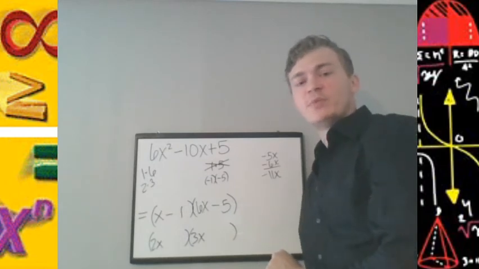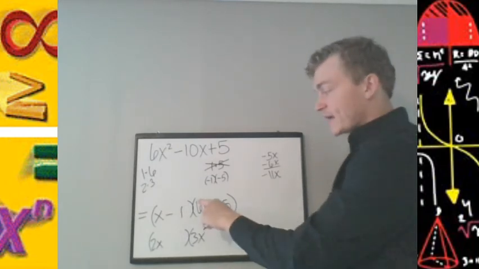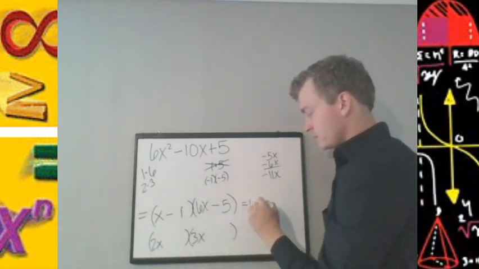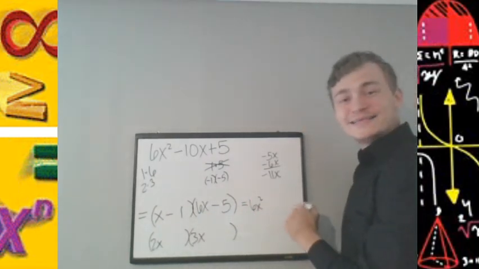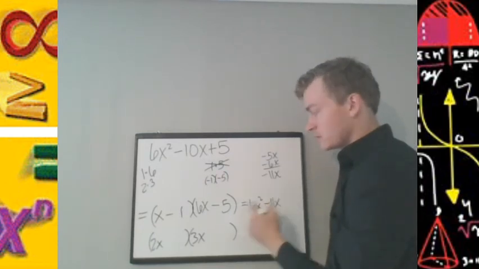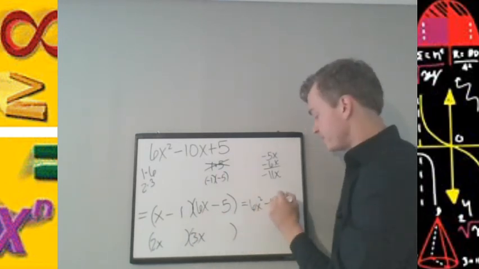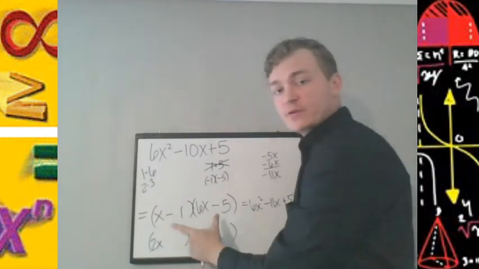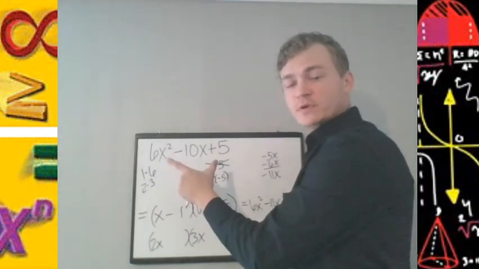X minus 1 multiplied by 6x minus 5 would actually give us 6x squared minus 11x plus 5. This trinomial factors into the product of these two binomials. But I want this one.